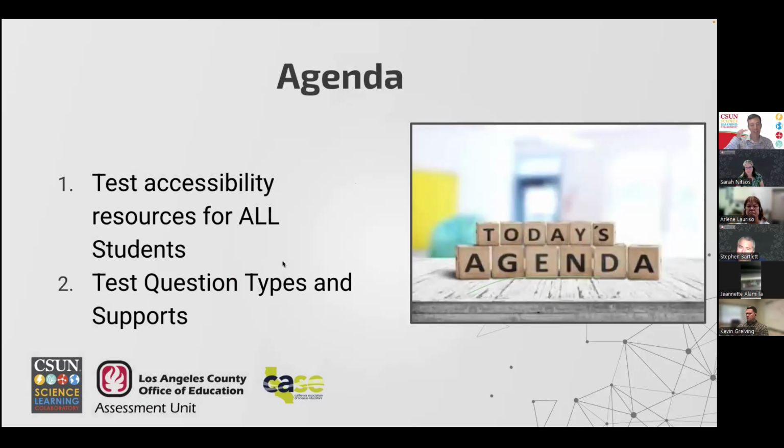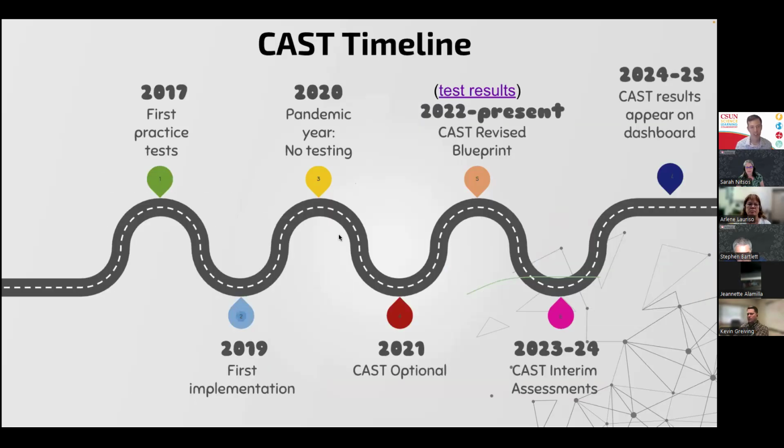Today's session has two halves. I will handle the first half, talking about accessibility resources for all students, and then Arlene will take over and tell you about some of the test question types and some of the supports that are there, and we'll have a little bit of closing at the end from our LACOE team telling us all about more opportunities to learn.